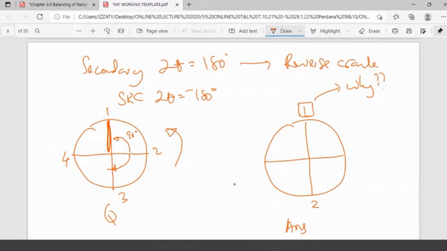But remember, this one is secondary, so it is not correct. It's supposed to be where? 4, correct. Because you are talking about 180, so we move another 180. So you move to 4. 2 will be here.